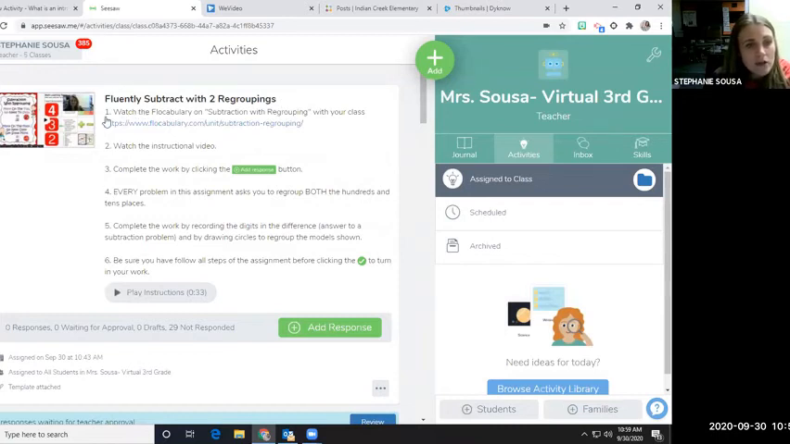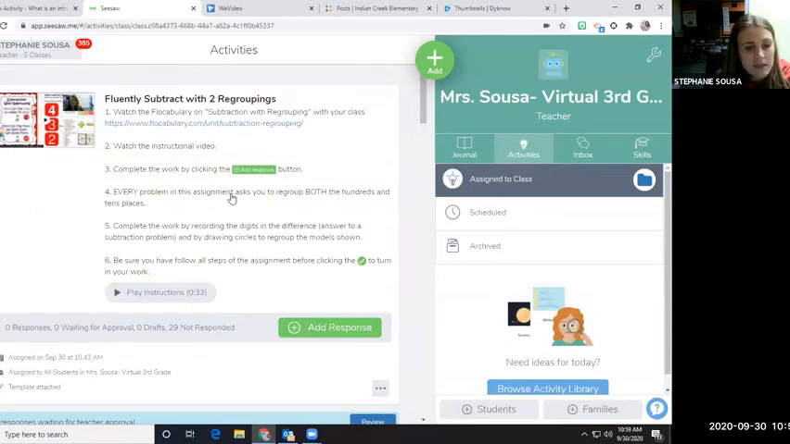So again, you can look at the video lesson here. There's a great vocabulary about subtraction with regrouping that you're going to start with. So you're going to watch the vocabulary on subtraction with regrouping. I forgot to play this so you can watch it independently. We've already watched the instructional video, but if you feel like you need to, it's right here. You are also going to complete the work by clicking the Add Response button.